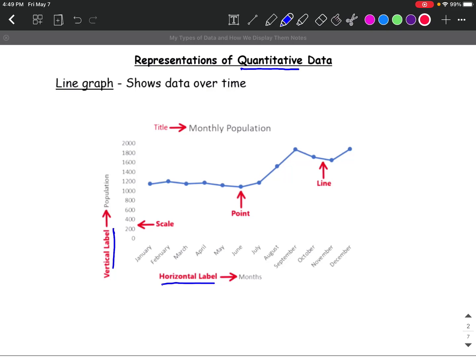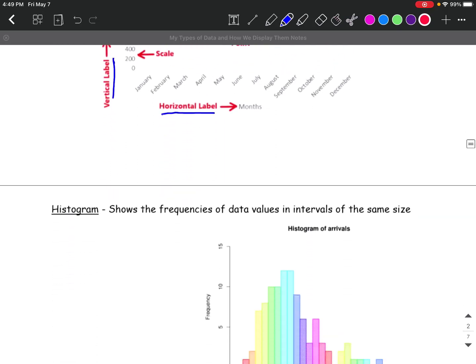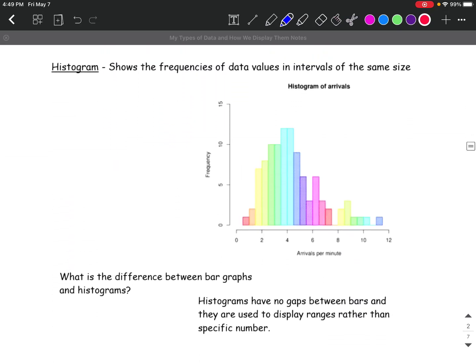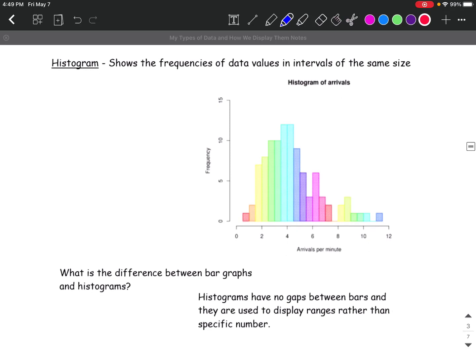Notice the labels. Notice there's a title. All of these things are important in a line graph. You have points that are plotted, and then you have little line segments that connect them. Each one of those things is very important when making a line graph. Next comes the histogram. Histograms show the frequencies of data values in intervals of the same size.